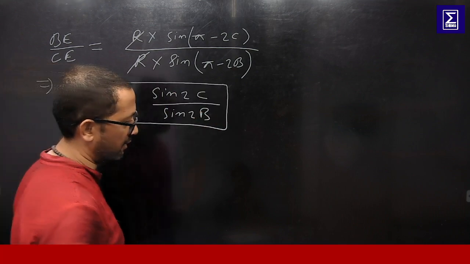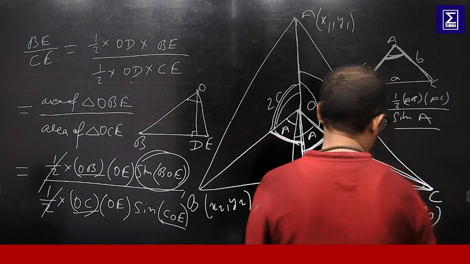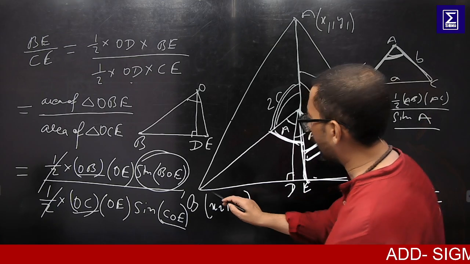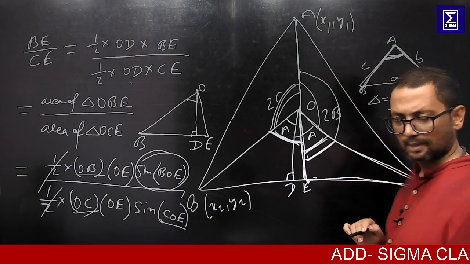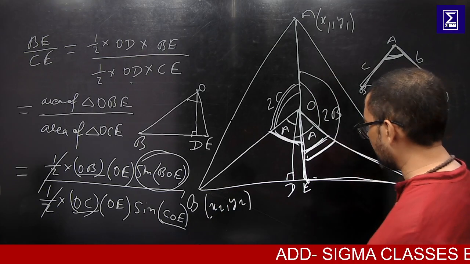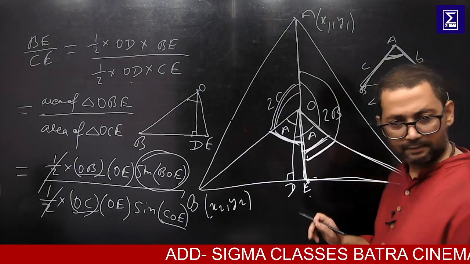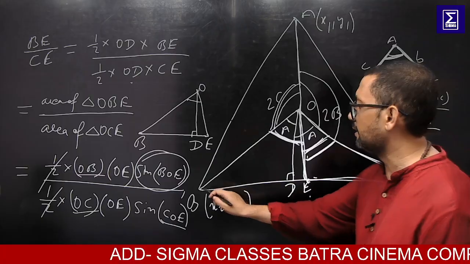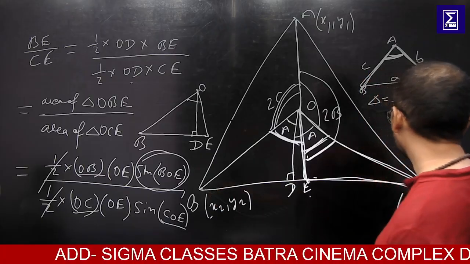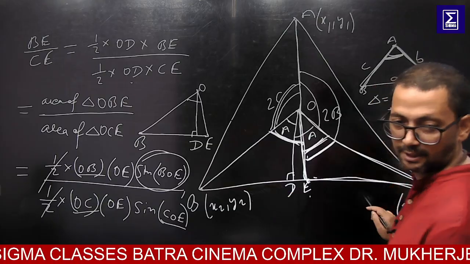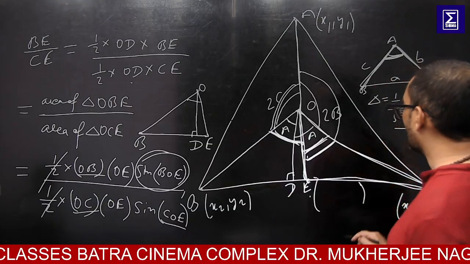And what is this? Just see in the previous slide. As I told you, we have to take this side BC, and E is a point lying on this side. We have to find the coordinate of E. For this we need the ratio BE upon CE. If we establish this relation, then we can easily get the coordinate of point E.